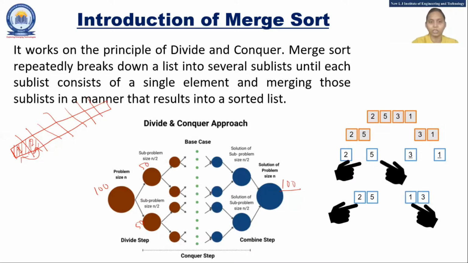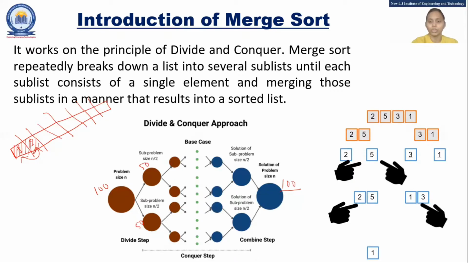Now again, take your two fingers and point to each list. One hand points to the first list and the second hand points to the second list. Now check. The first list has the number 2 and the second list has the number 1. So out of 1 and 2, which number is smaller? 1 is smaller, so 1 is taken and my hand moves ahead, pointing to number 3.